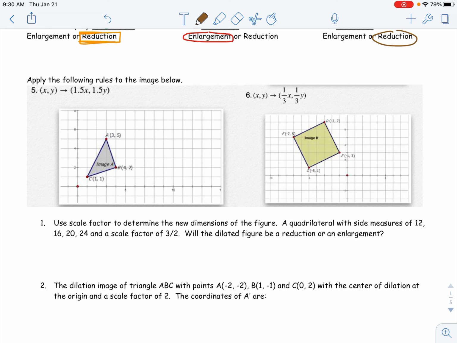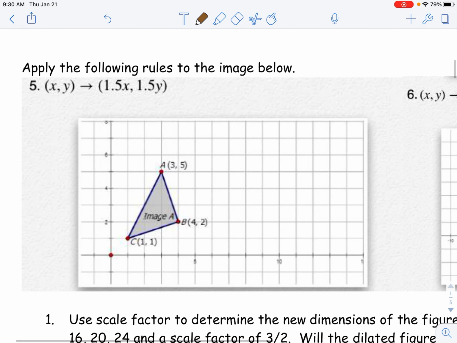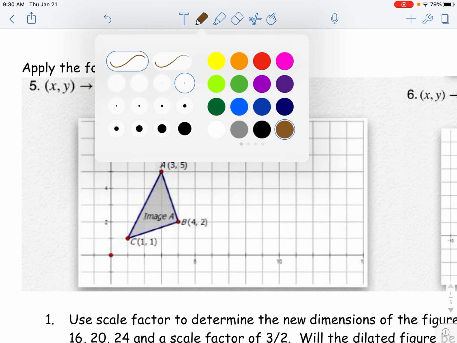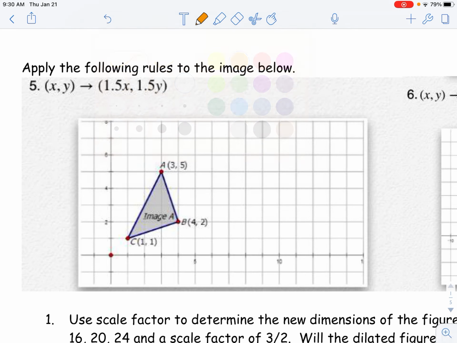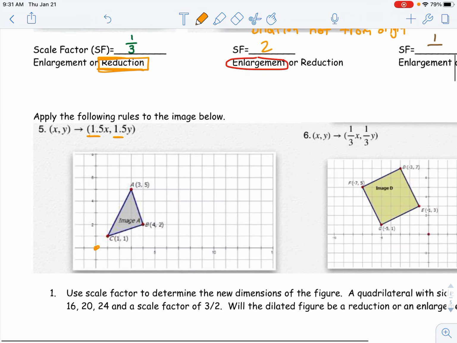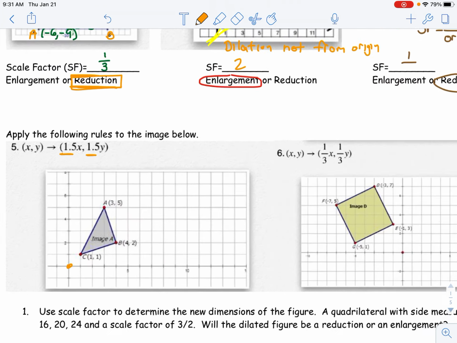Now we're going to apply the following rules to the image below. So we're going to get some quirky numbers, but it's okay to deal with some quirkiness. All right, not everything comes out to nice, slick whole numbers, but we're going to enlarge by a scale factor of 1.5, and we're going to do it with the origin as the center of dilation.